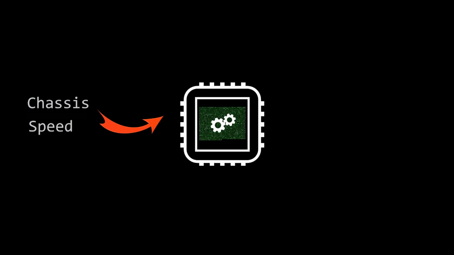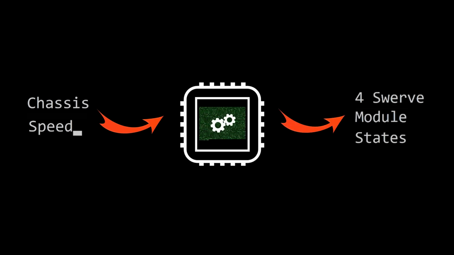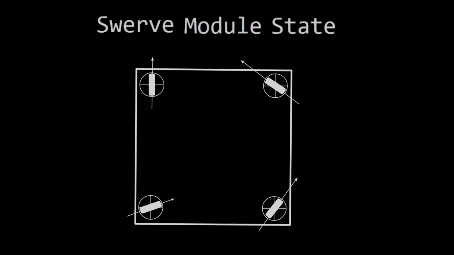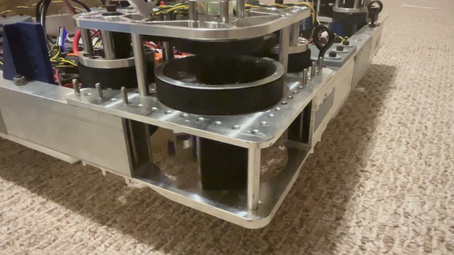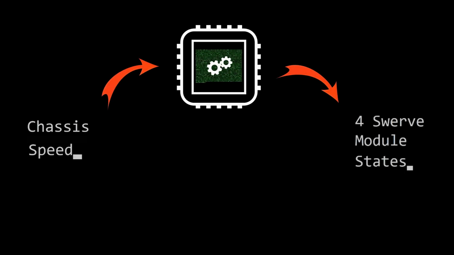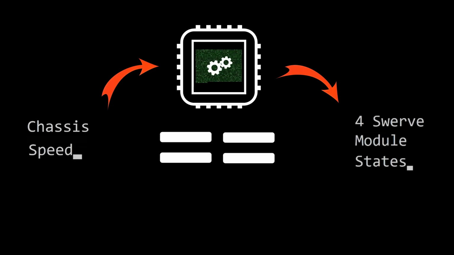Once we have created our chassis speed object using our joystick inputs, we will plug it into the built-in WPILib Swerve module state algorithm. A Swerve module state is made up of 2 components, a Swerve module speed and a Swerve module's angle. Together they can represent every possible state that a Swerve module can be in. And what the built-in Swerve module state algorithm does is it computes the linear algebra and reverse kinematics required to give the 4 Swerve module states that equal the chassis speed.